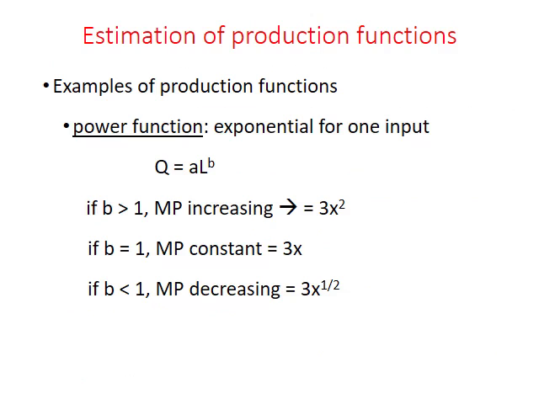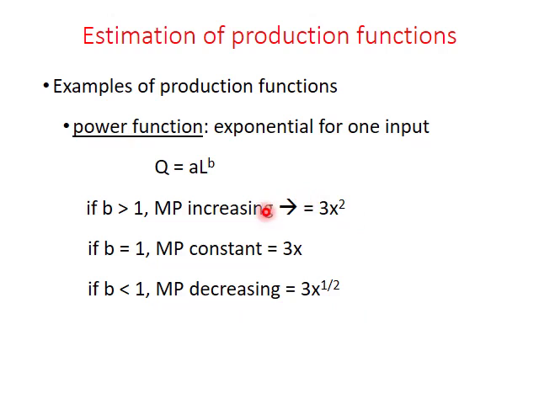This is an example of a production function, a power function. For example, Q can be expressed as A L raised to B. If the exponent, that is B, is greater than 1, the marginal product is increasing. If B equals 1, marginal product will remain constant, and if B is less than 1, marginal product is decreasing. So this is an example.